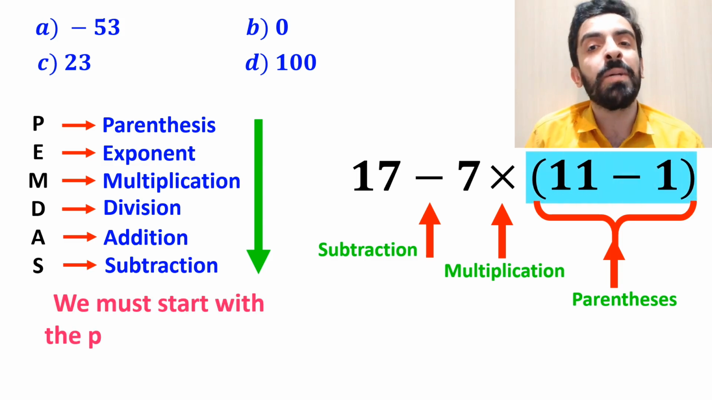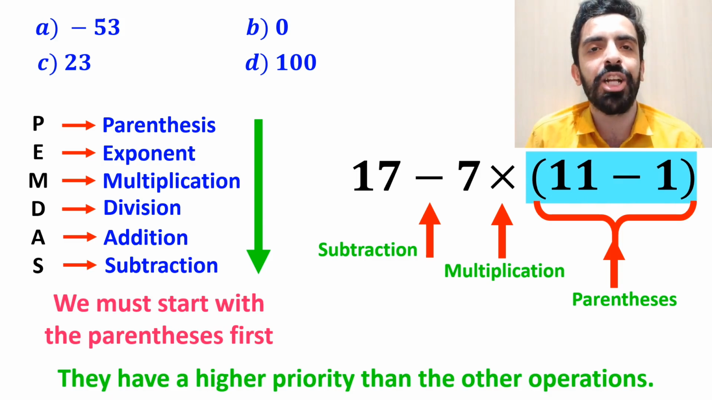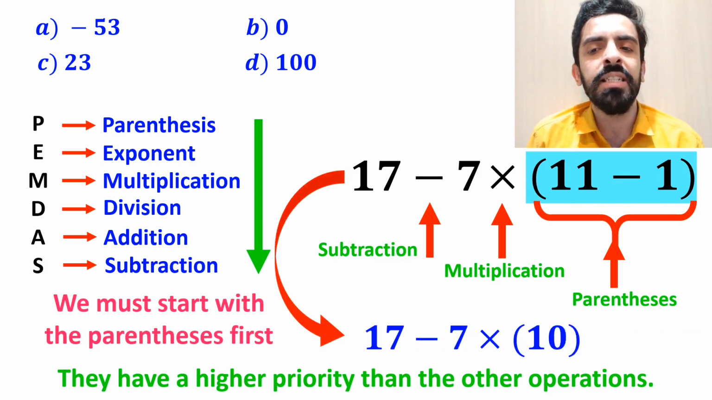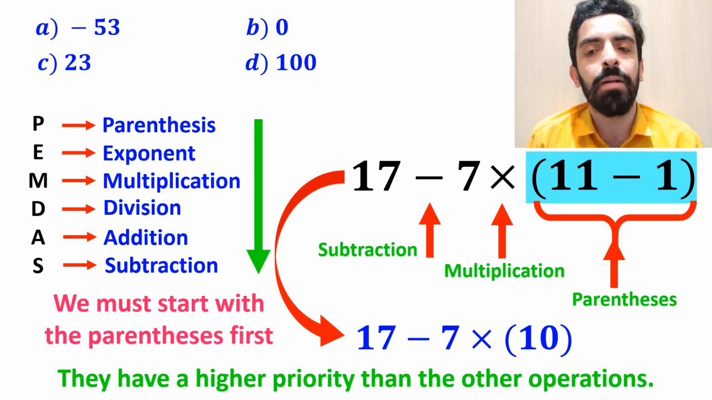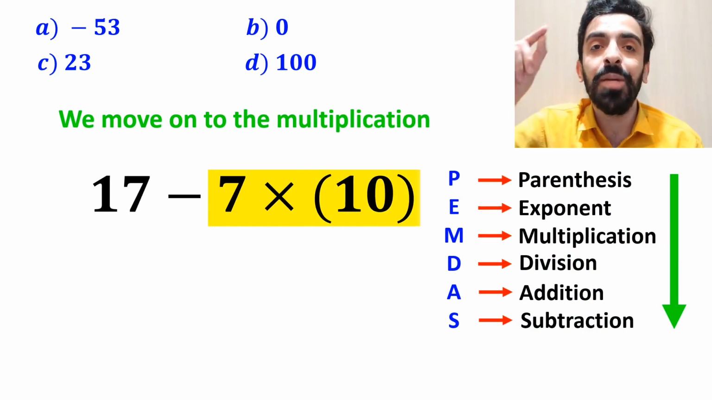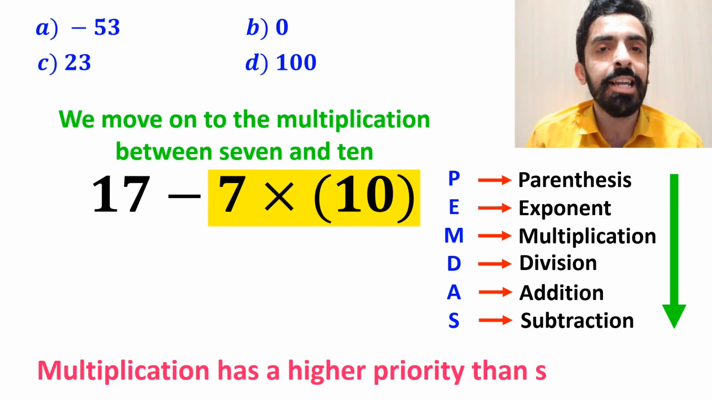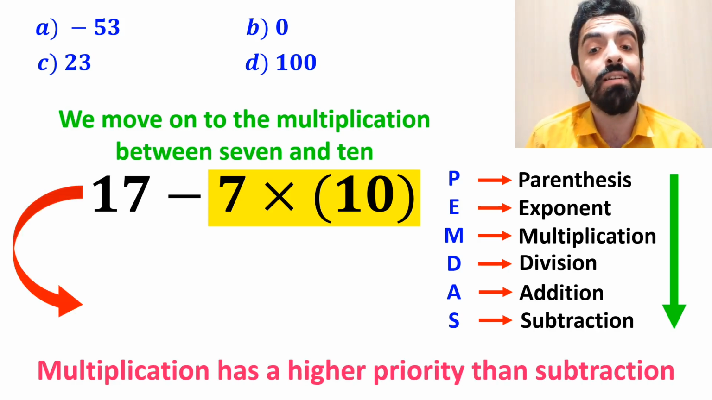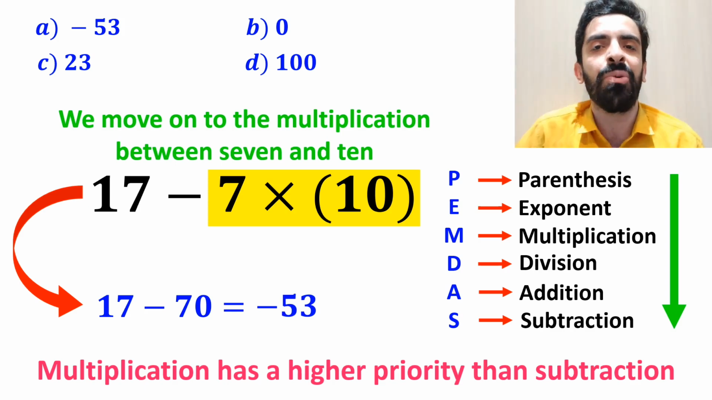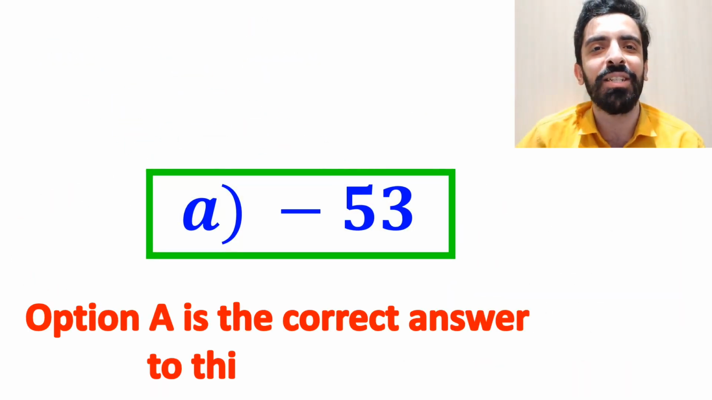We must start with the parentheses first, because they have a higher priority than the other operations. So, we can write this expression as 17 minus 7 multiplied by 10. And the next step, we move on to the multiplication between 7 and 10, because multiplication has a higher priority than subtraction. So, we rewrite this expression as 17 minus 70, which finally gives us the answer negative 53. Therefore, option A is the correct answer to this question.